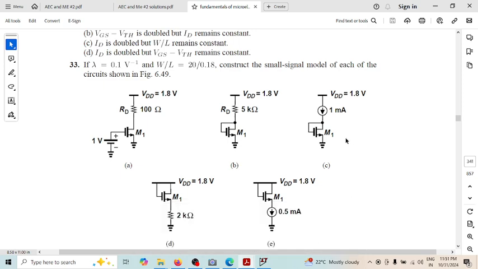The next problem is this. You have a current source of 1 milliampere, so that our life becomes very easy here. Why does it become easy? Because your ID is already directly given. Okay, let us do this problem. So there is a current source with 1 milliampere, and I have this as M1, this is VDB.